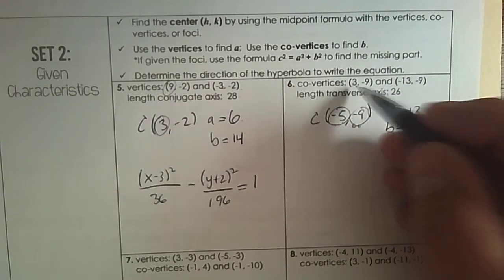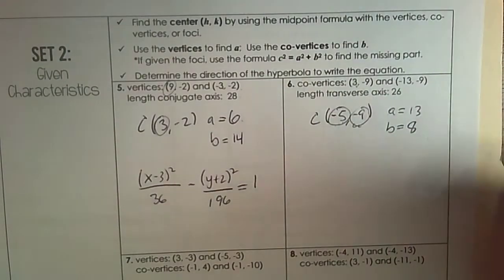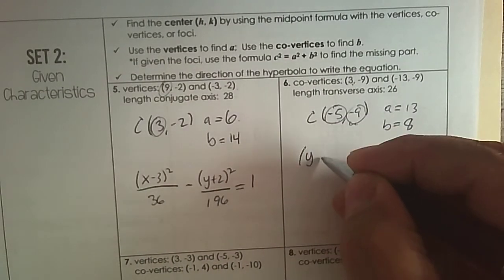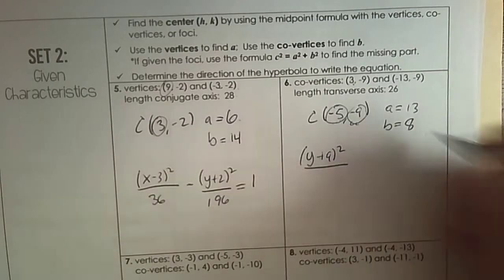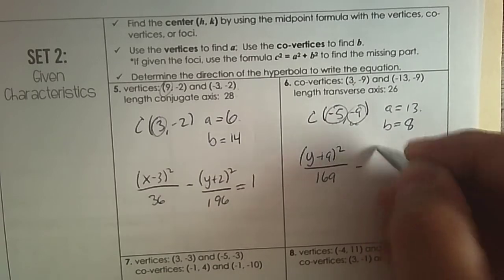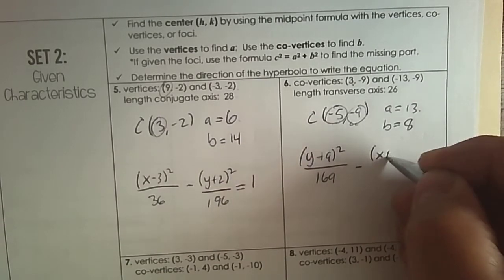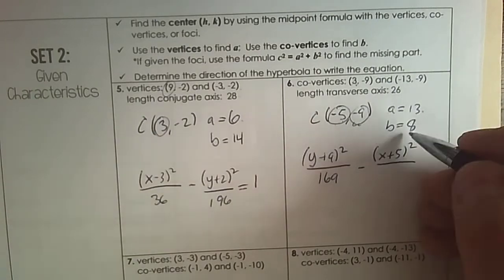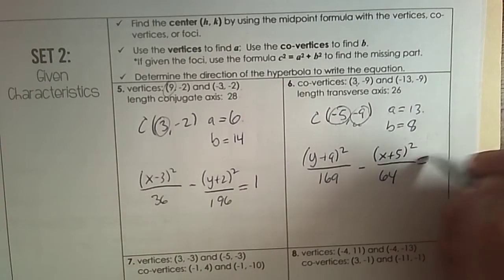So for the co-vertices, the x changes. That means the major axis is the y. So we're going to start with y. So it's y plus 9 squared, and 13 squared is 169. Subtract the x, that's x plus 5 squared. That's over 64, and that's equal to 1. All right, number 7.